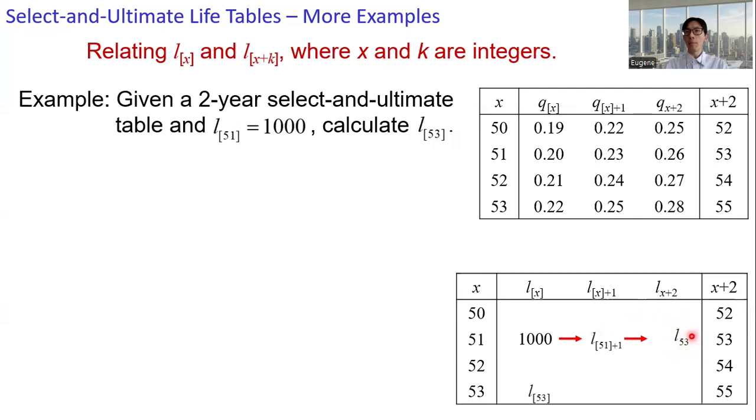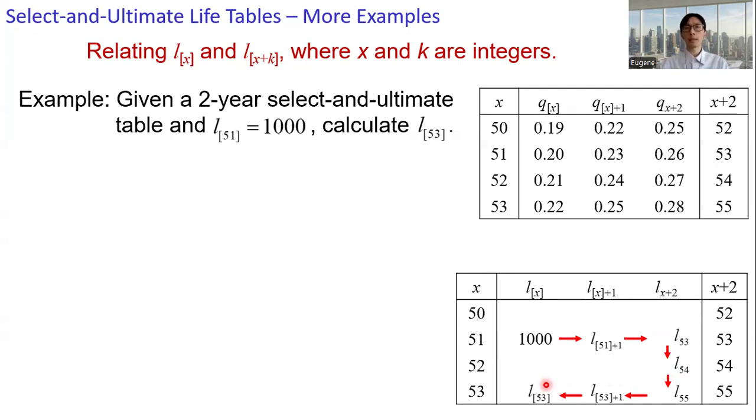From that, move down, L54, L55, until we reach the row corresponding to our destination. In this case, x equals 53. From this ultimate part of the table, get back to the select period. At select age 53, go left, and then we reach our destination here.